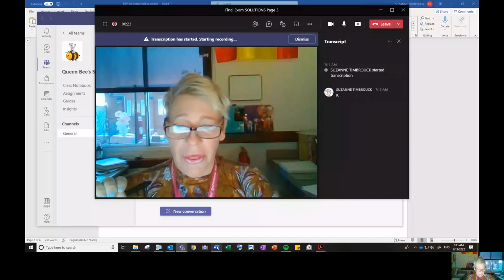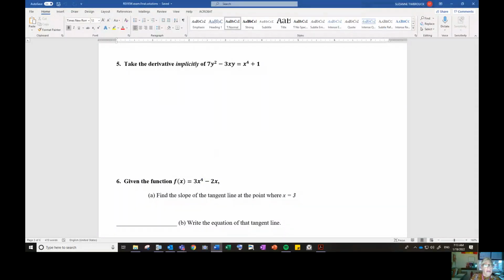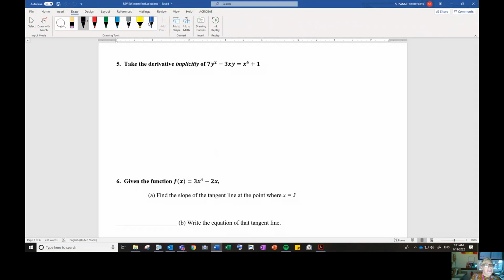We're on page 3. So if you go to page 3, that starts number 5. You're also going to be asked to take a derivative implicitly. This is that dy dx stuff. We're going to take a derivative of a function that has both x's and y's, but we're taking the derivative with respect to x. That denominator dx means with respect to x.